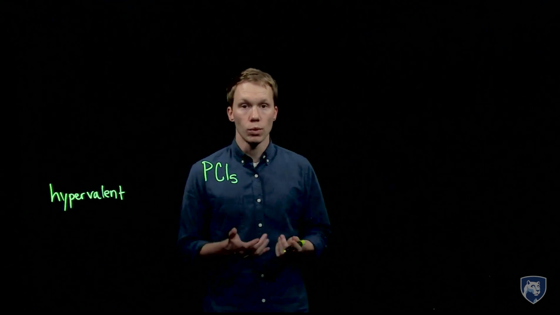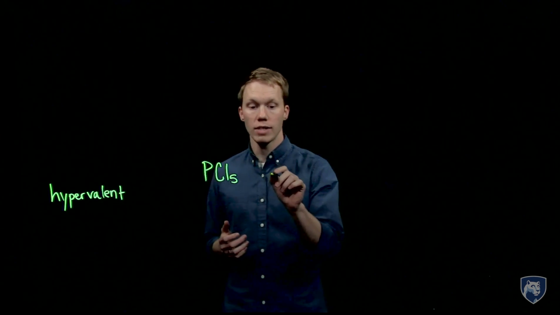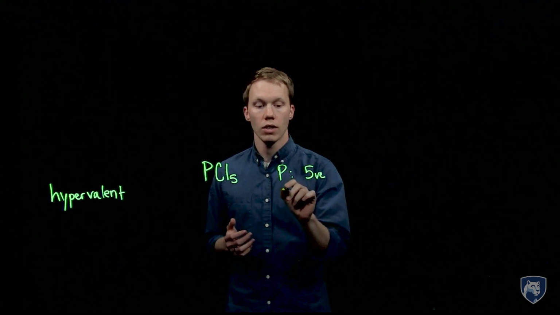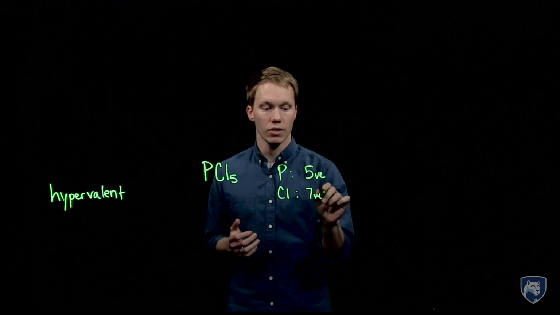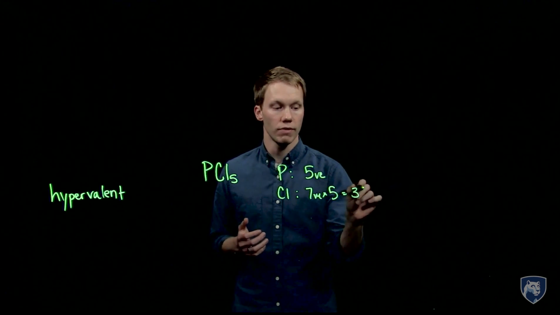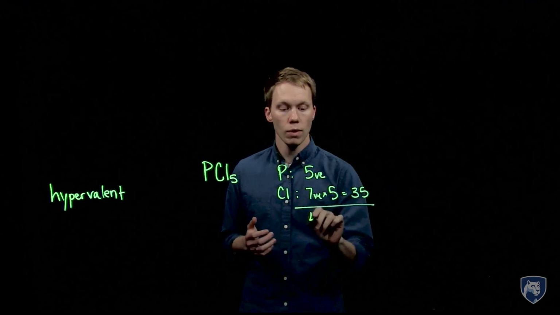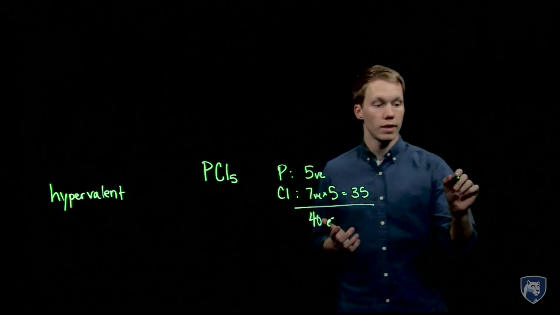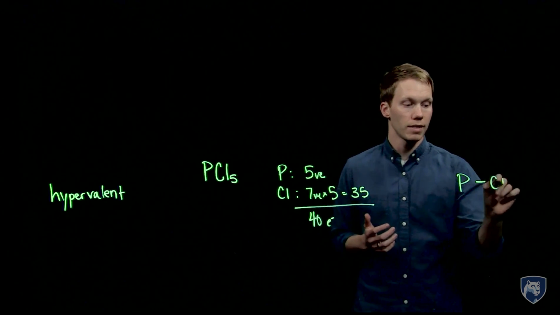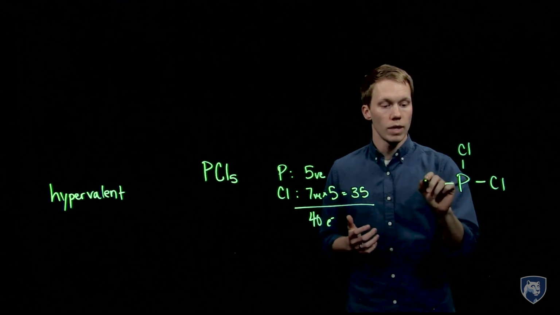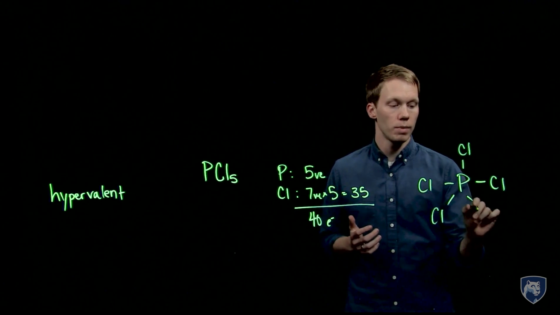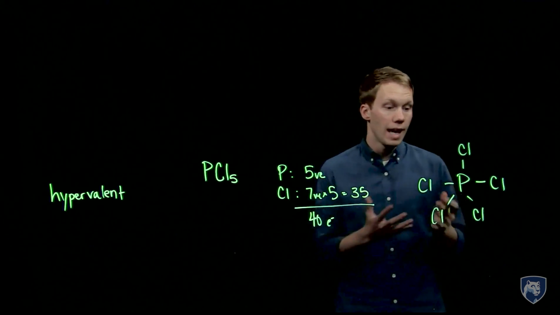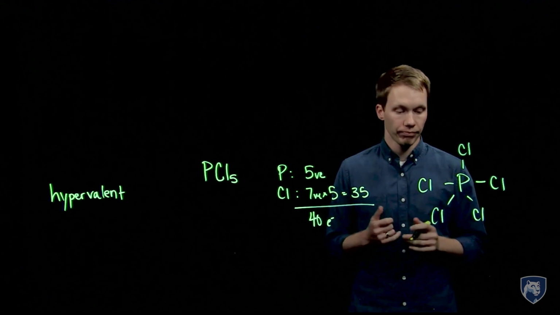So we follow the same rules for drawing Lewis structures, counting my valence electrons. Phosphorus brings 5 valence electrons. Chlorine brings 7 valence electrons. There are 5 of them, so that's 35 electrons. So in total, we're working with 40 electrons. We build our framework with the least electronegative element in the center. We use some intuition here too, because there's really only one way that these atoms can combine, and that is with one central atom.